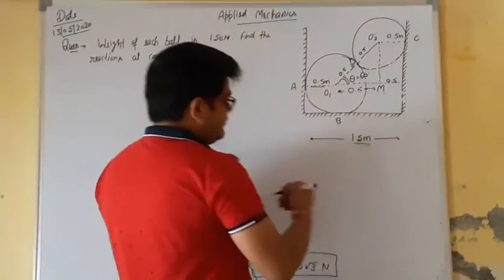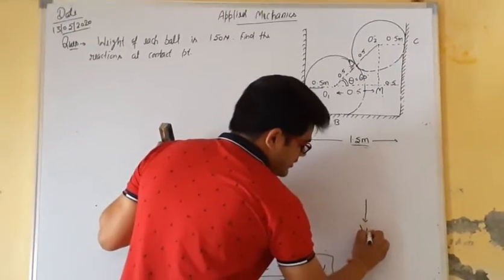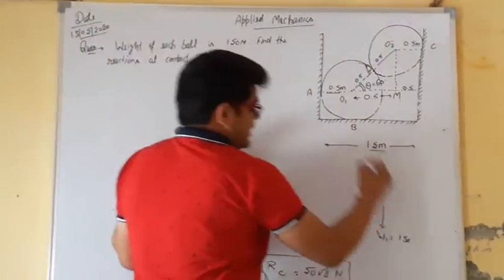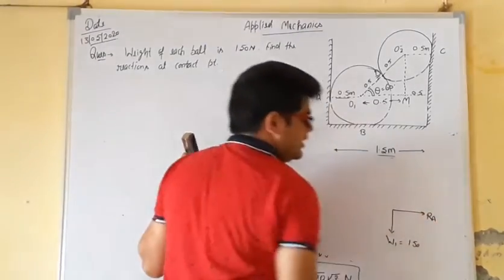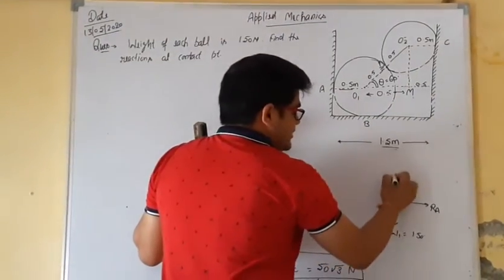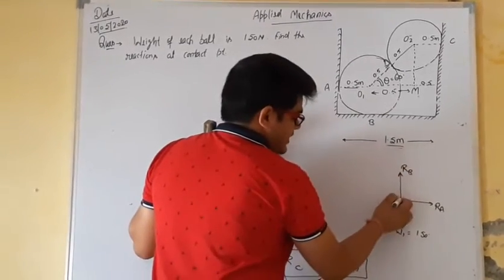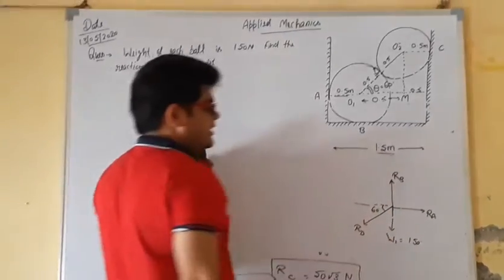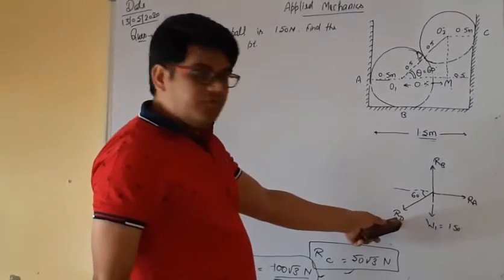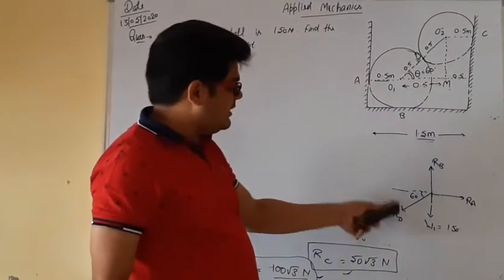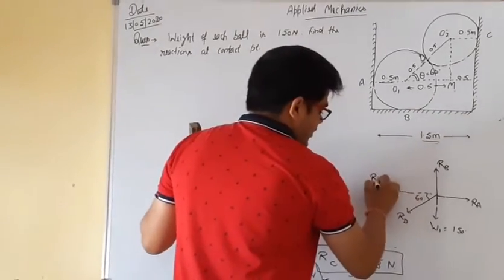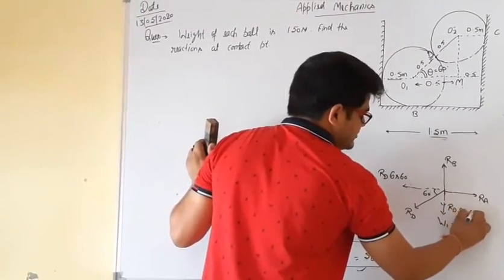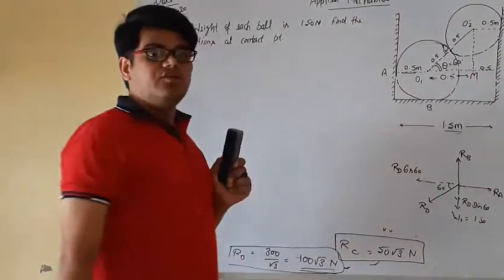Take the first body. On the first body, the weight W1 acts in the downward direction and equals 150 Newton. RA is the reaction at point A in the horizontal direction, RB is the reaction at point B in the vertical upward direction, and there is RD at an angle of 60 degree. Now break RD into components in the vertical and horizontal directions. Here RD cos 60 and here RD sin 60. Now apply the conditions of equilibrium.